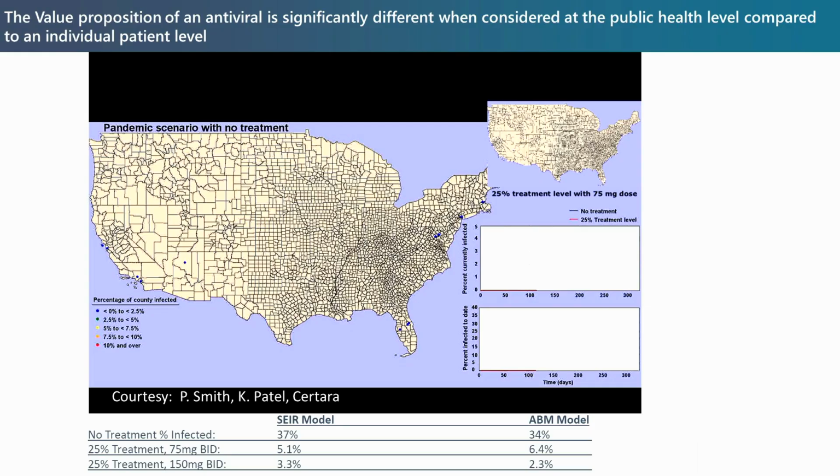patients. Now, this is a simplistic plot. It shows a pandemic scenario with no treatment. You see the application of the ABM model, and this is a very good use of the value proposition of an antiviral, whether that's different with different public health policies to the actual patient level.